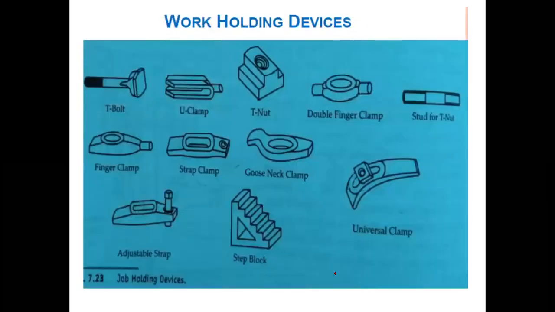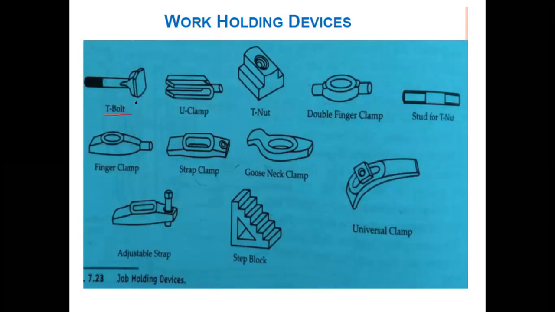Then coming to work holding devices. There are different types of work holding devices, and here you can see a few of them. In the last class we saw the different kinds of drill machines and their working principle. In that you may have seen the work table, with some kind of grooves or provisions provided. These tables are normally a little bulky and heavy, so on that table you can keep your workpiece.